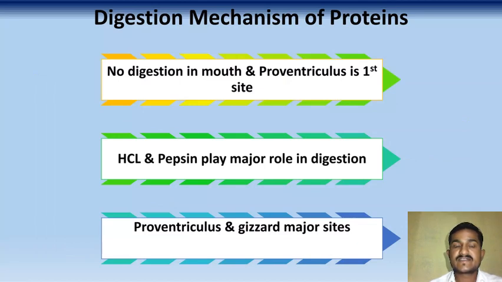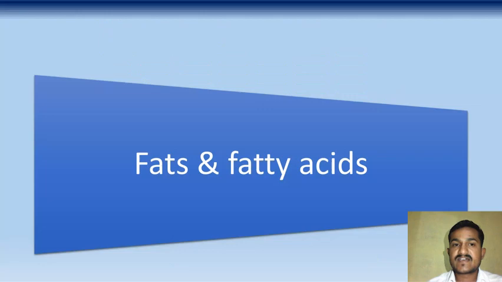Digestion mechanism of the proteins. There is no digestion in the mouth and proventriculus. At the first site, HCl and pepsin play a major role in digestion. I have already explained about the HCl. HCl is basically released in the gizzard portion, but actually the digestion occurs at the what? At the small intestine. The proventriculus and gizzard are the major sites, this is about the digestion of protein, and the next part of the poultry diet is fat and fatty acids.